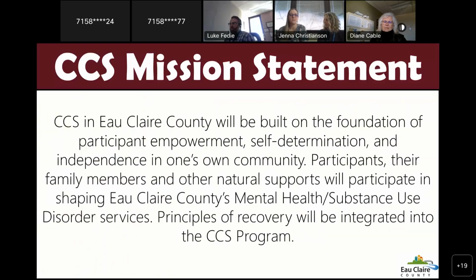So the CCS mission statement is: CCS in Eau Claire County will be built on the foundation of participant empowerment, self-determination, and independence in one's own community. Participants, their family members, and other natural supports will participate in shaping Eau Claire County's mental health and substance use disorder services. And principles of recovery will be integrated into the CCS program.